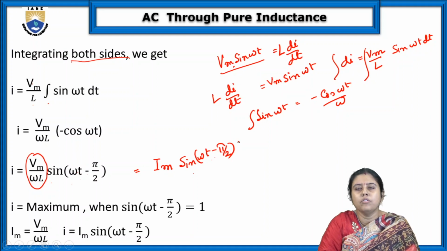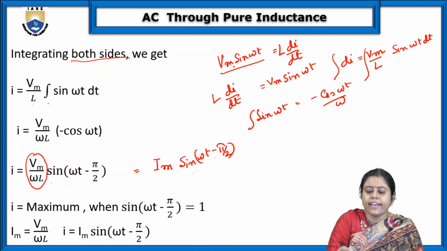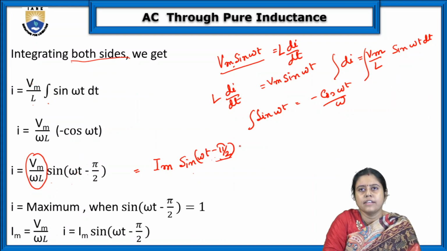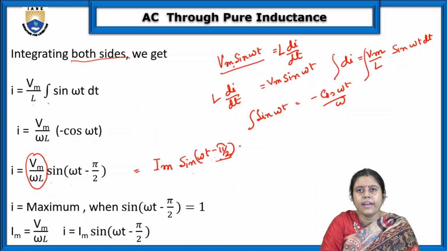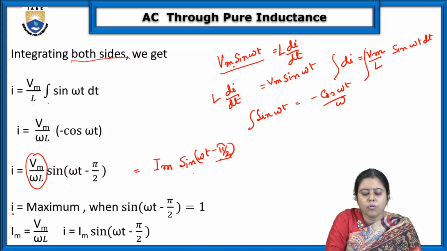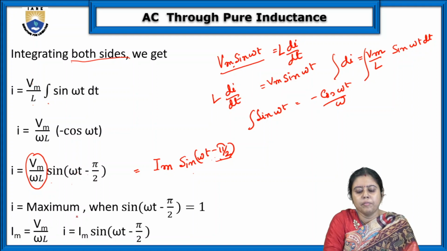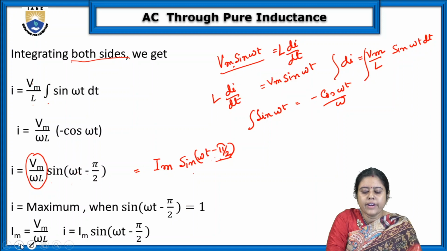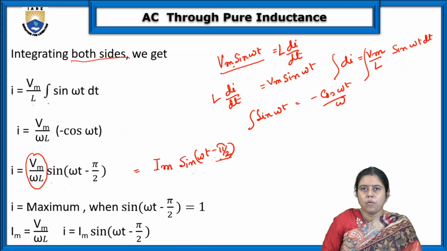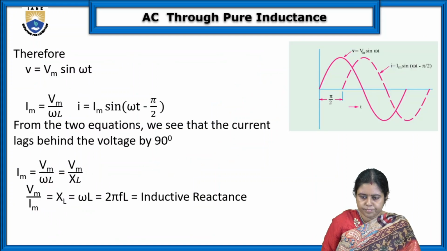So what is the relation? The current is lagging the voltage by 90 degrees. The current I will be maximum when sin omega t minus pi by 2 is equal to 1. And what is the maximum value? Im is Vm by omega L.